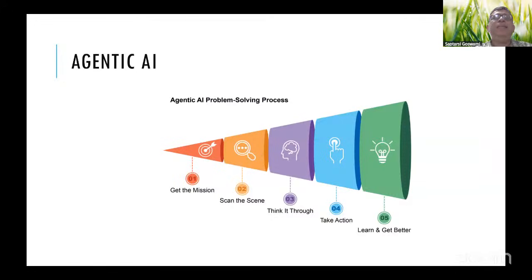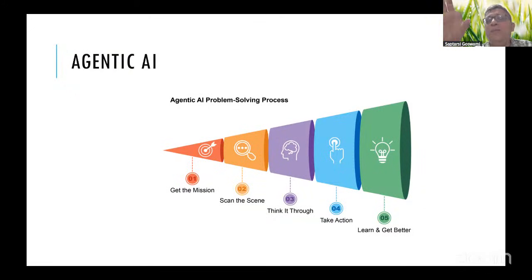Okay. All right. So now I'm delving into that. What is the agentic AI problem solving process? Okay. So these are 5 steps. Again, this is one framework. You can think in terms of very different frameworks also. So the first step is get the mission, or you can think of it as defining the task, right? And then you go to what is called scan the scene. Scan the scene means you are saying, okay, what input is available, what resources I have got, right? And then think it through, okay, what steps I'm going to follow.